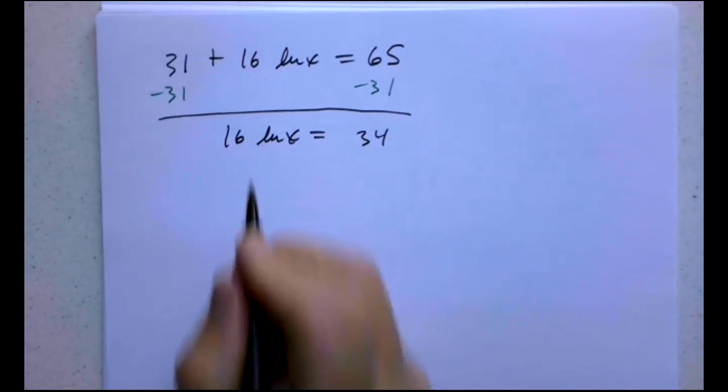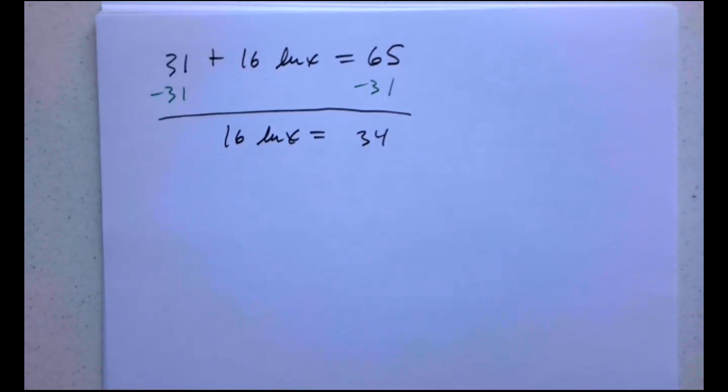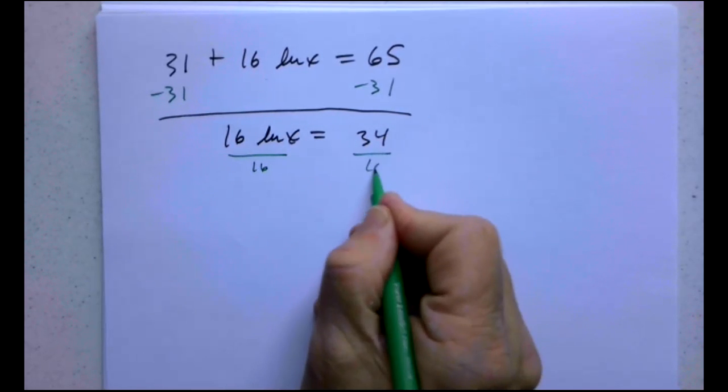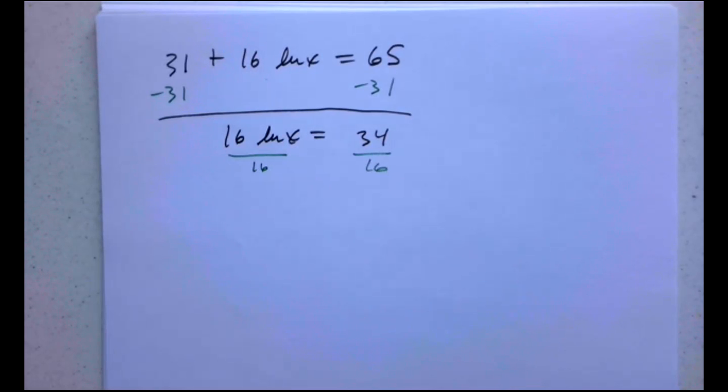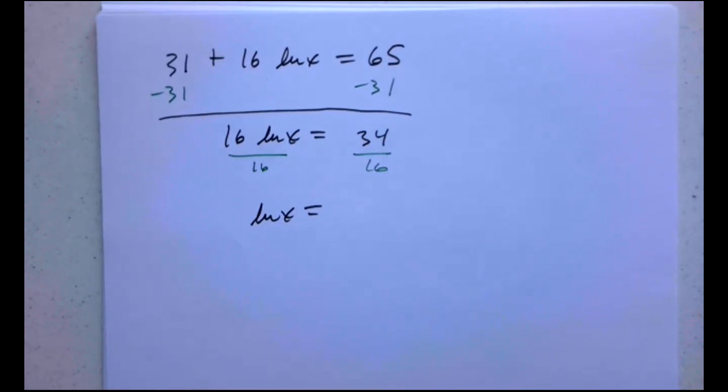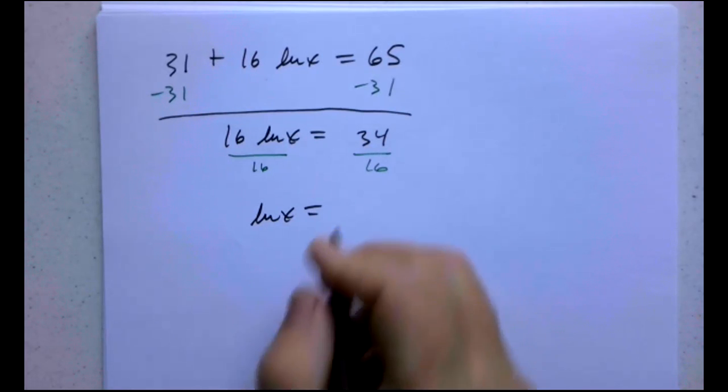Then divide both sides by 16. And we get natural log x is 34 over 16, which reduces to 2.125.